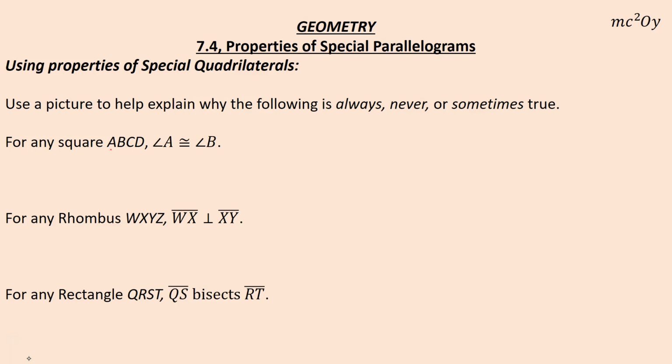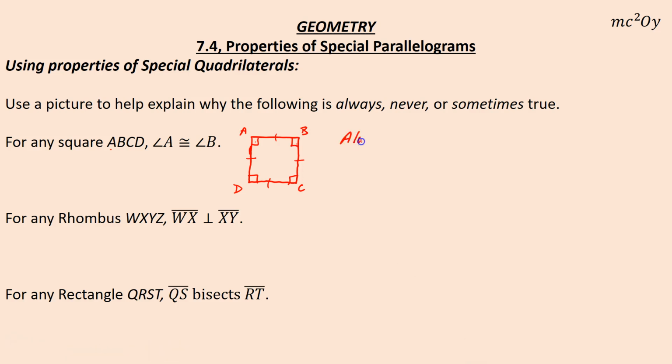So for any square ABCD, angle A is congruent to angle B. I have ABCD here, and it's a square. So if I label A, B, C, and D, we have four right angles there, all sides congruent. It says angle A is congruent to angle B. Well, angle A and angle B are congruent. In fact, since it's a square, they will always be congruent.